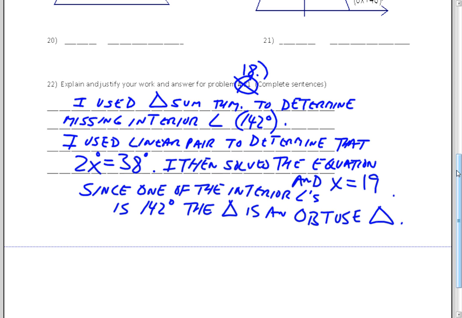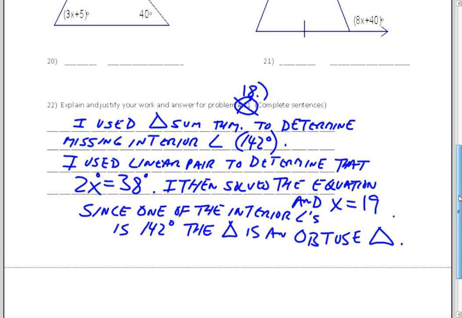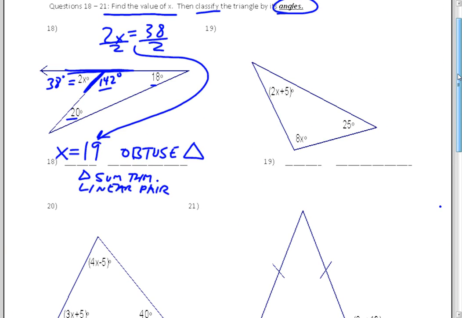Did anybody use anything else that they had found in sections 4.1 or 4.7? Anybody do anything different? Lydia? I did the exterior angle theorem.